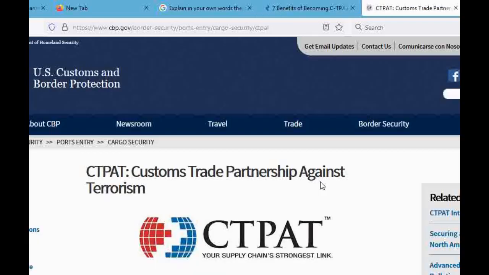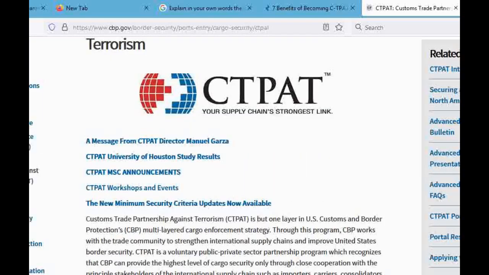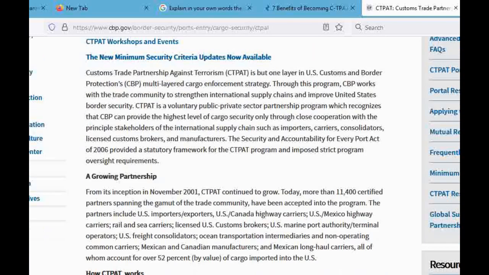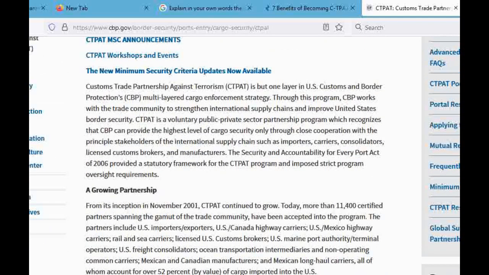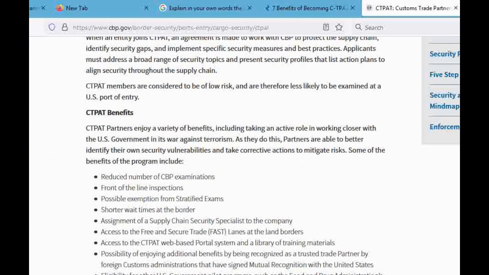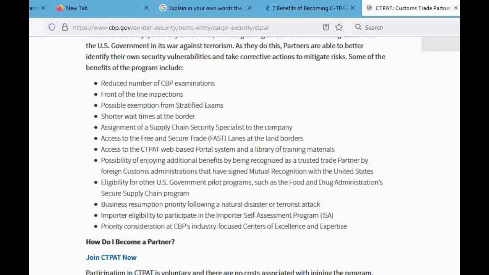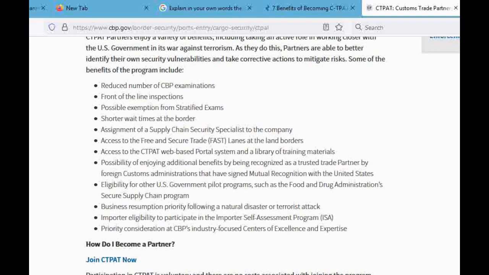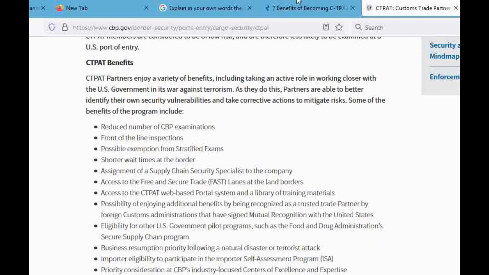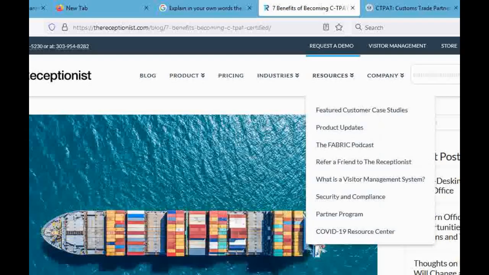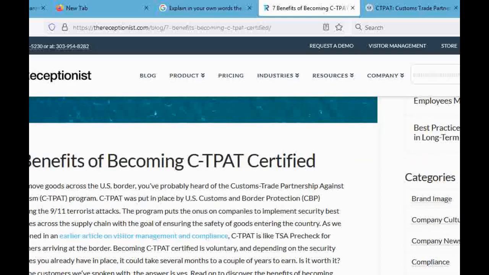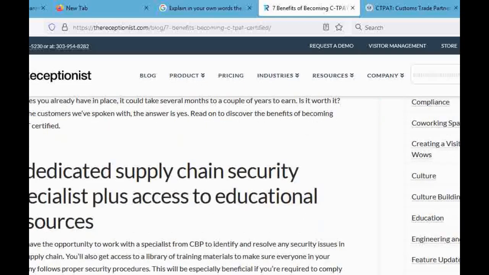See, it says CTPAT, Customs. So now we know what CTPAT is. It means Customs Trade Partnership Against Terrorism. What you're interested in is the benefits of CTPAT. We have a growing partnership, how CTPAT works, then CTPAT benefits. They are right there, guys, and you can see there are many of them. These are the benefits, this is what we are looking for. And if we go back to the first link, we realize it lists the benefits of becoming CTPAT certified, all these benefits.